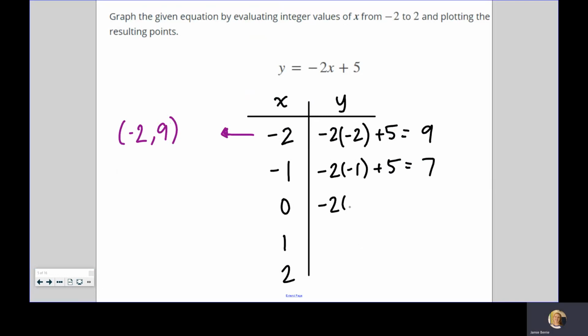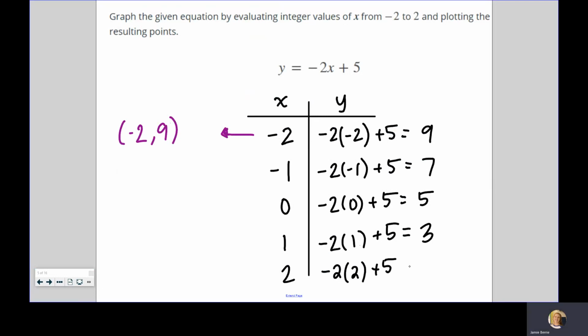Plug in 0. -2 times 0 is 0. Plus 5 would be 5. Notice how it's going back down by 2 each time. You could use that pattern to fill it in if you wanted to. So it's -2 times 1 is -2 plus 5. That would be 3. -2 times 2 would be -4. -4 plus 5 would be 1.